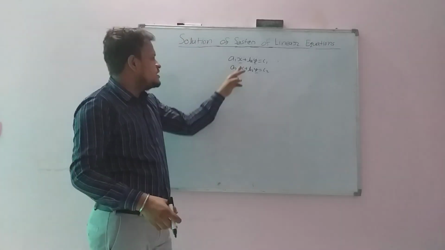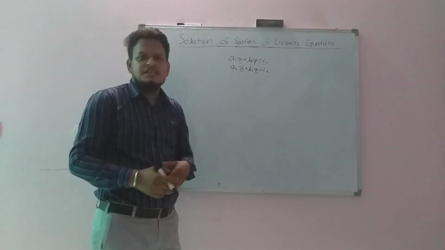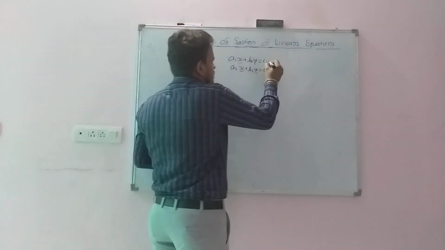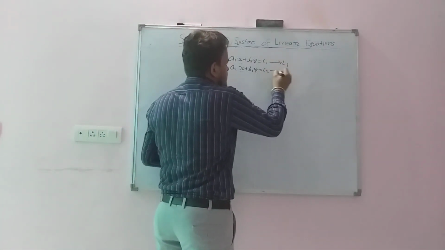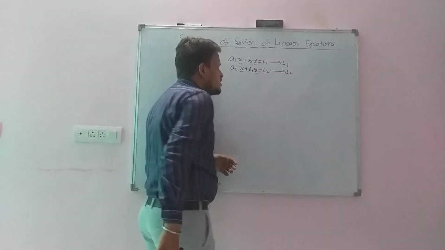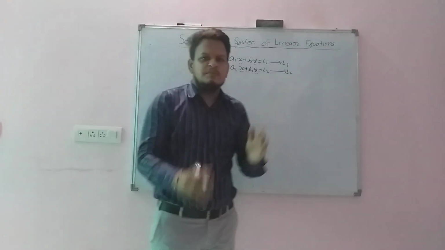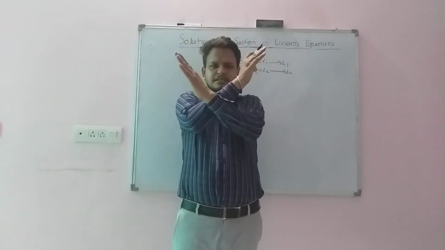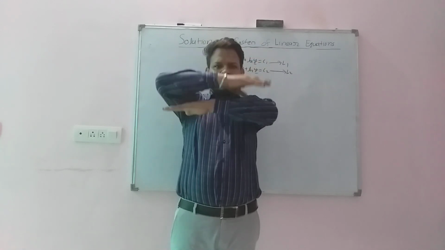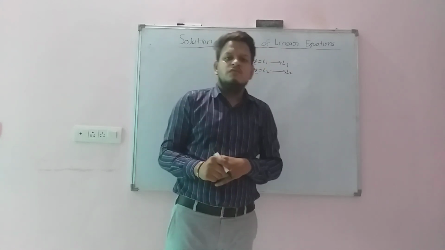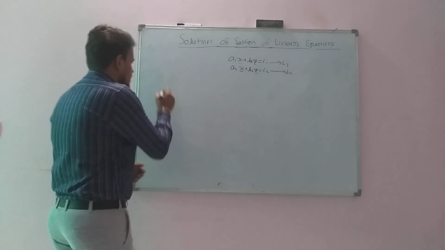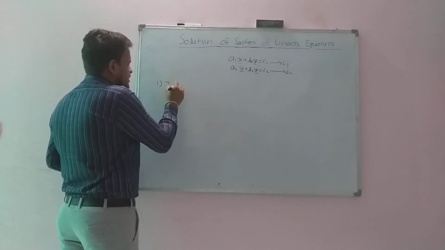As we know that a linear equation in two variables represents a straight line. So call it line L1 and this line L2. Now we have two straight lines. Suppose these are the lines. They may intersect each other, they may be parallel to each other, they may coincide with each other. So now we will take the first case when the lines are intersecting each other.